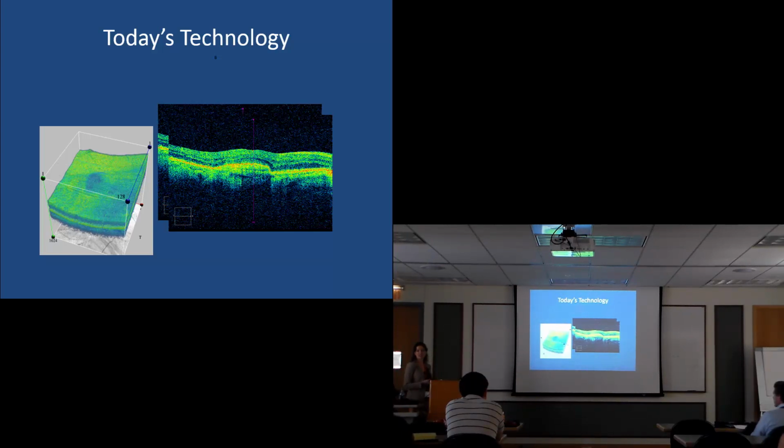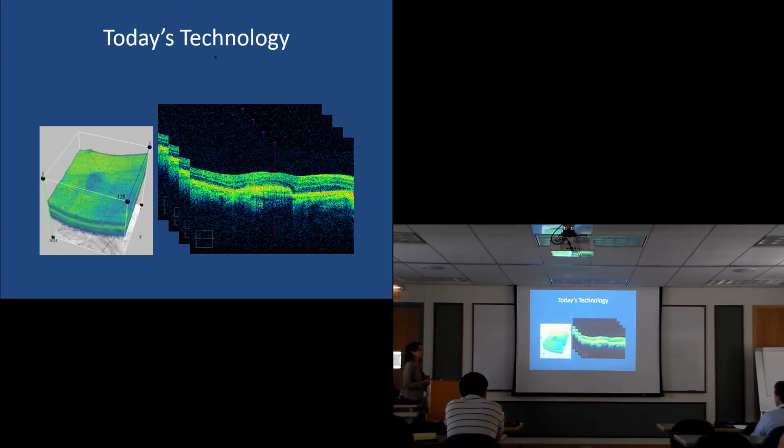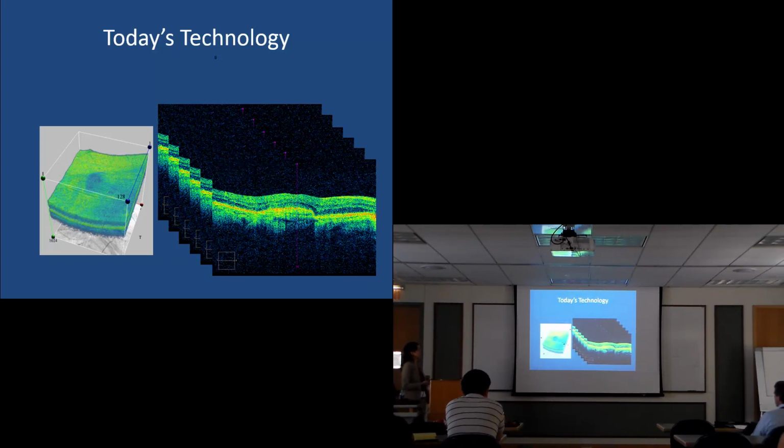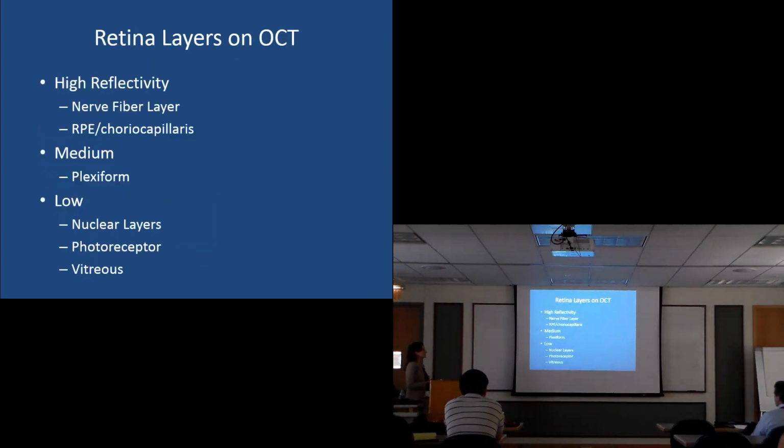Let's not rely just on the map, which most of our physicians do, but let's look at all the scans available. 128 scans are taken to make those volume scans, and we're encouraging people to really get in there and look. This is the way we're trained to look at the reflectivity of the retina, the nerve fiber layer, for instance, or the RPE, to see if there are breaks or missing layers, to look at the medium.